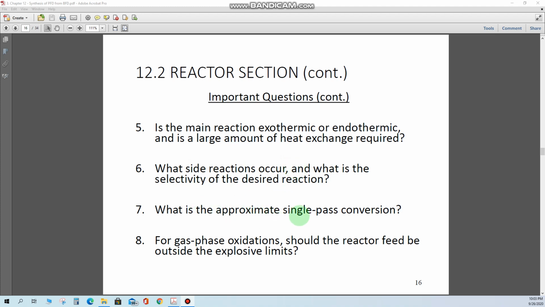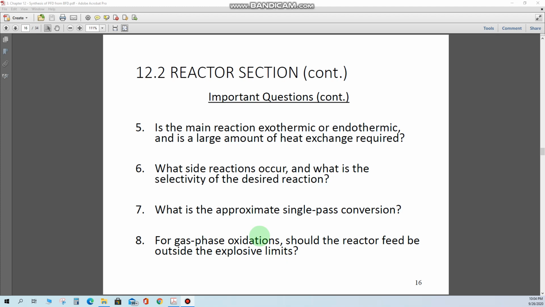What is the approximate single pass conversion? It also depends on the reactor part. What is the single pass conversion and how is it different from the overall conversion? That will specify the recycle structure of the process. For a gas phase oxidation, should the reactor feed be outside of the explosive limit? When you have gas phase reactions, you have to consider the heat of reaction and whether the inlet to the reactor should allow the explosive limits of the reactions or not. So what should be the inlet conditions to safely operate the reactor? You have to consider that also.